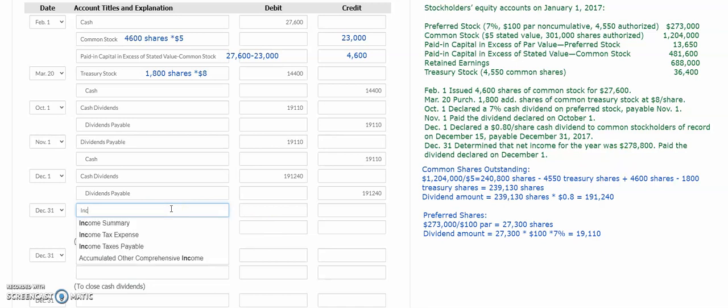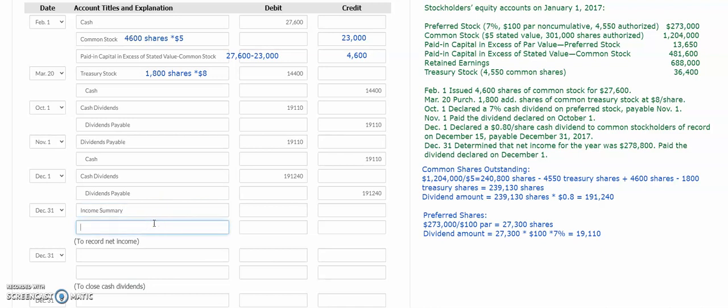And you might remember from earlier in our semester, we need to close out the income summary, which is the net income from the year, to retained earnings. So we need to update our retained earnings as part of our closing process. So I'm going to include in the amount for retained earnings that is going to be increased due to the net income during the year.